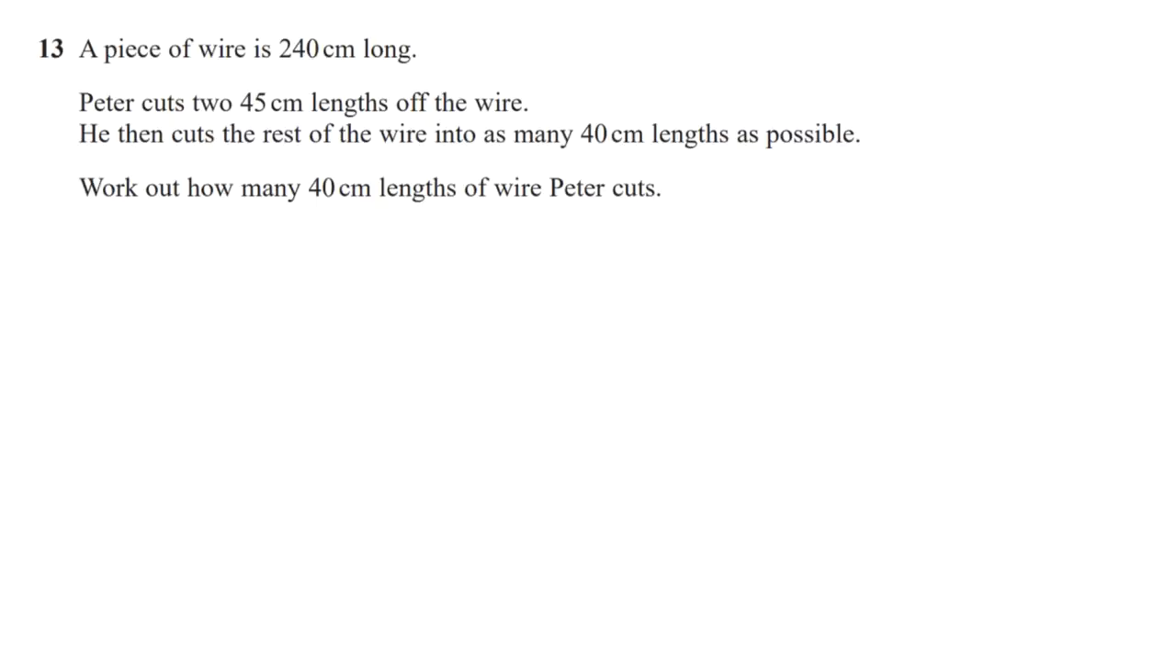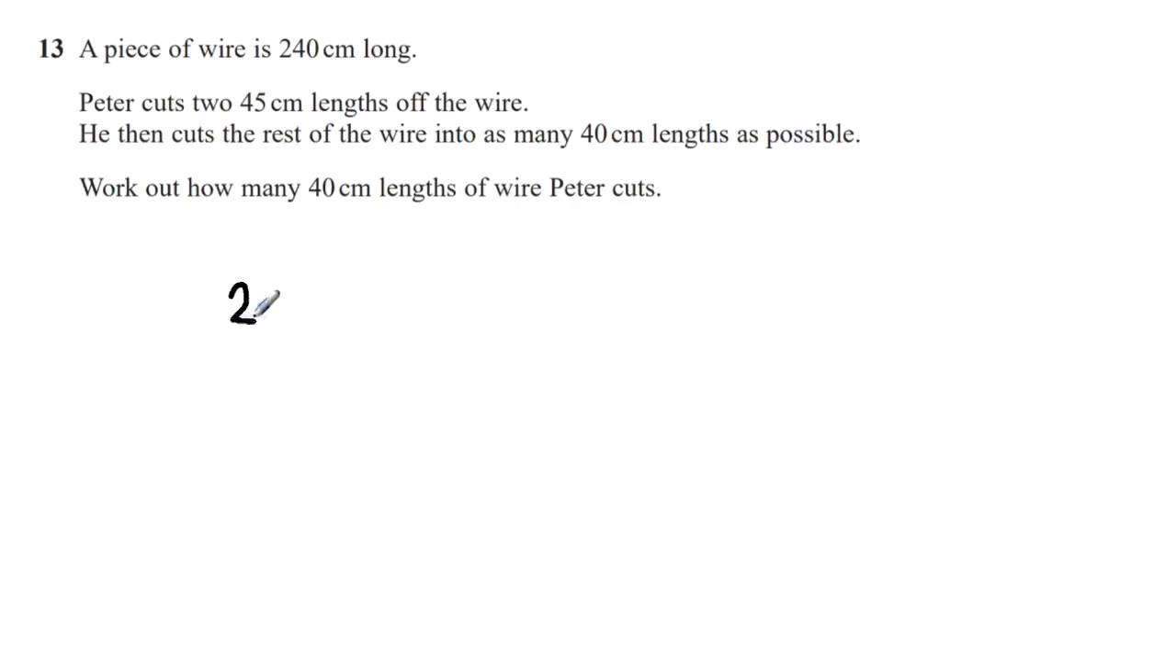Question 13. A piece of wire is 240 centimeters long. Peter cuts 45 centimeters length off the wire. He then cuts the rest of the wire into as many 40 centimeters lengths as possible. Work out how many 40 centimeters lengths of wire Peter cuts. So what Peter does first is he cuts off 45 centimeters length off the wire. So I need to subtract that from the 240 centimeters long.